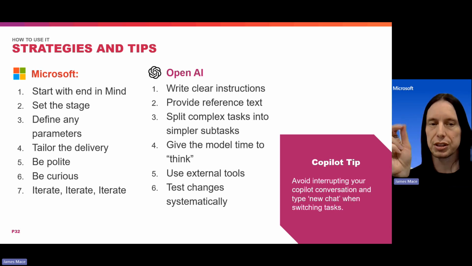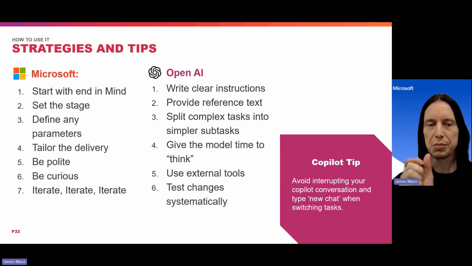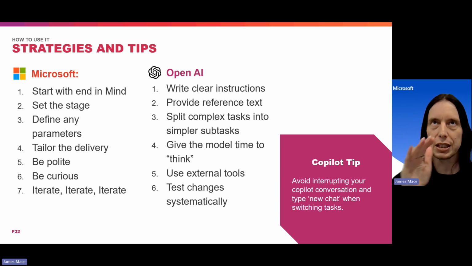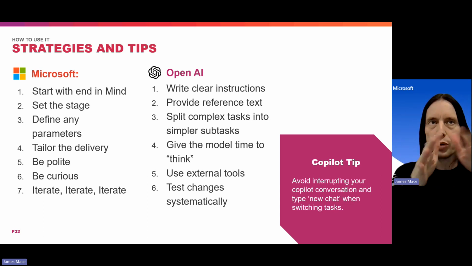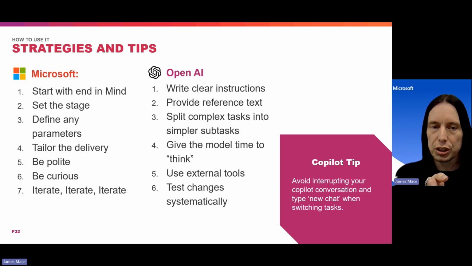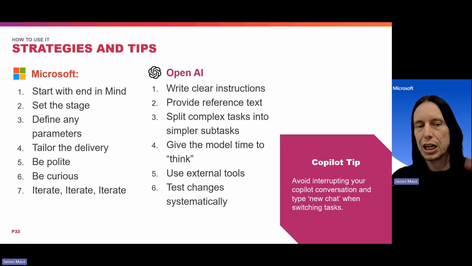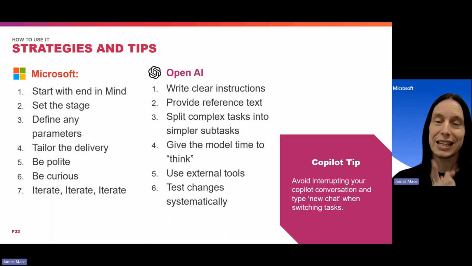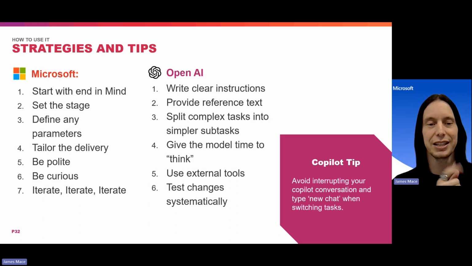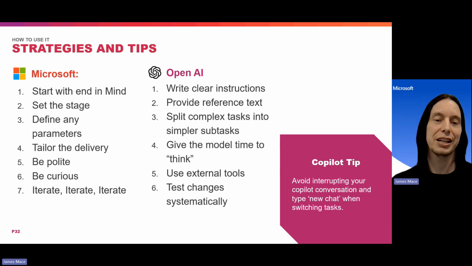We talked about defining the goal, what you're trying to do, and maybe defining any parameters, like telling it a certain date range or what information you want it to look at. Keep in mind, this is mostly about using Copilot on the Microsoft side of things. Be polite. That's a very interesting one. We're going to talk about that in the next slide, so we'll come back to that. And the last two are really cool. Be curious and iterate, iterate, iterate.